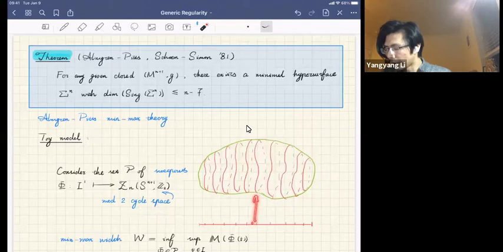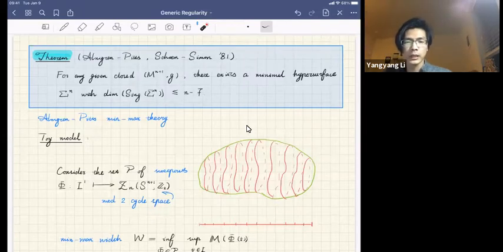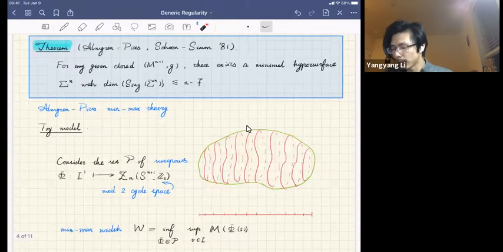Right, so we can, and then the endpoints map to 0. So in this case, we can obtain a sweepout. We consider the set of all such maps. Then we can define the following min-max width W to be the infimum over a map phi inside this P, and then take the supremum.